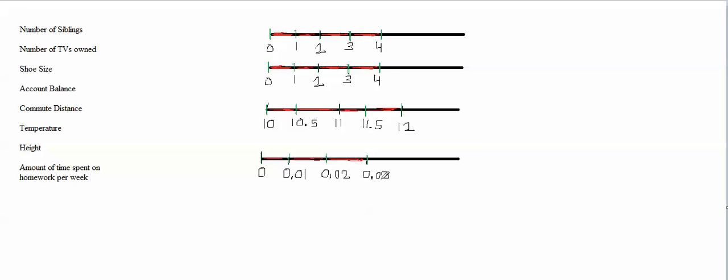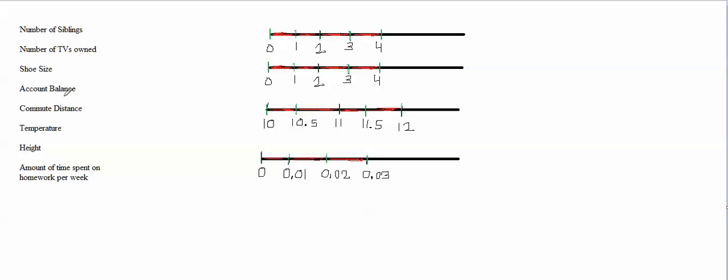So actually anything that has to do with dollar amounts is usually discrete because you can't have anything between these values. You can't have anything between these two values here or between these two values here.